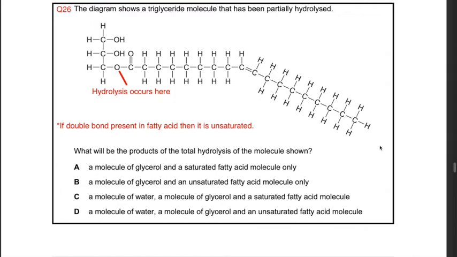And what are those 2 molecules? Well, a triglyceride has 3 ester bonds. However, in this molecule they have only shown 1 ester bond. Therefore, that will lead to 1 glycerol molecule and 1 fatty acid molecule being formed.